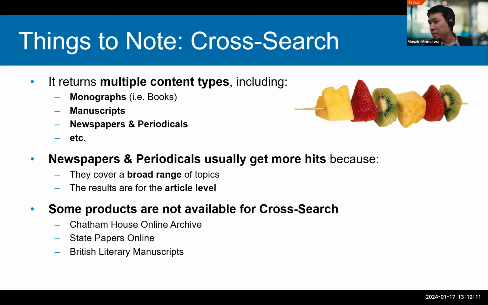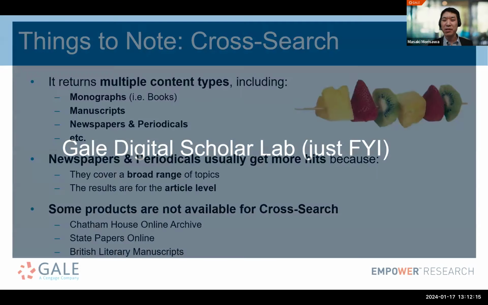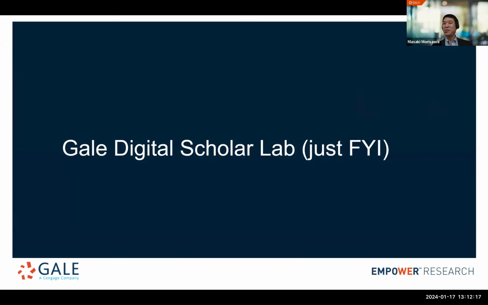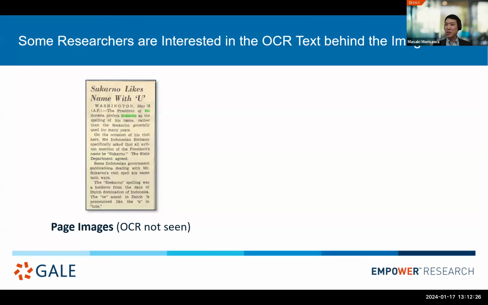Okay, I still have a bit of time, so before I enter Q&A, I just wanted to show you something a little bit different. This is the Gale Digital Scholar Lab. I'm not going to demonstrate this, but just going to show you the basic concept, just as an FYI, okay? So when I explained the digitization process in the beginning, I mentioned that we apply these OCR and HTR technologies to these images containing text.